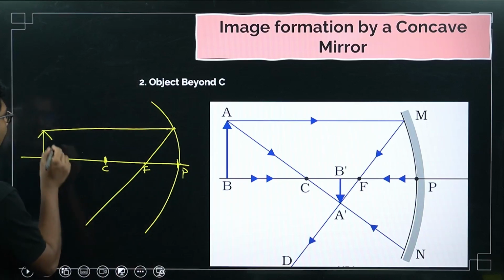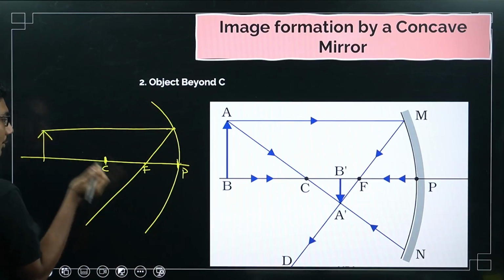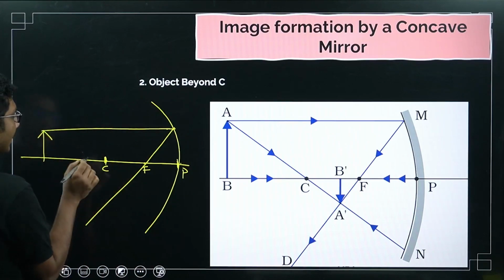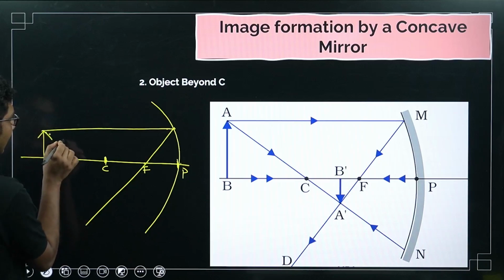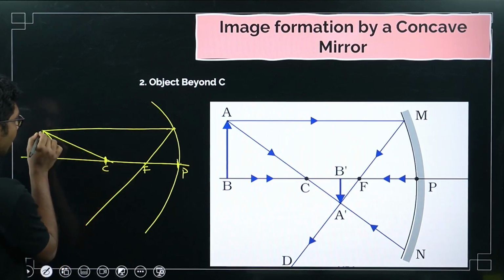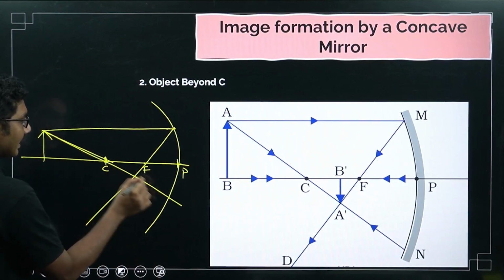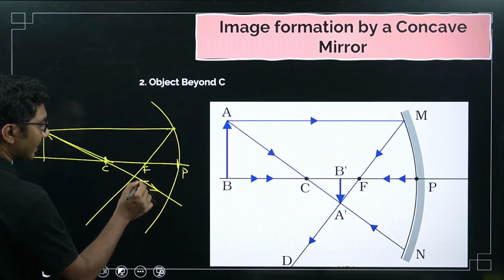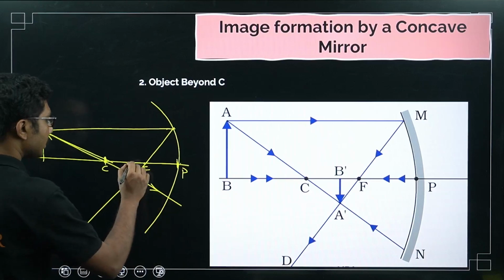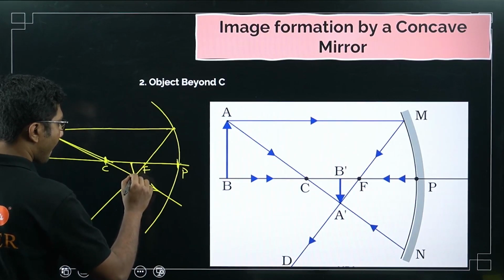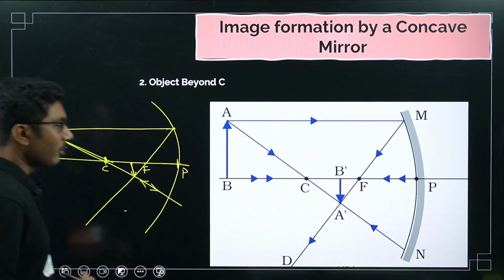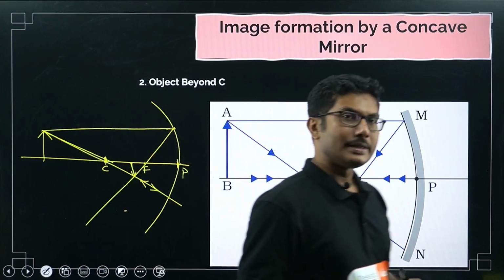Next is the ray that passes through the center of curvature. You can take 2 rays, any one is fine. In this case, since they have used this ray, I am using this same simple ray also. If you are taking this ray, it is going in this direction, then it is reflecting back in the same direction. So this is your image. Okay, so for this location it is okay.